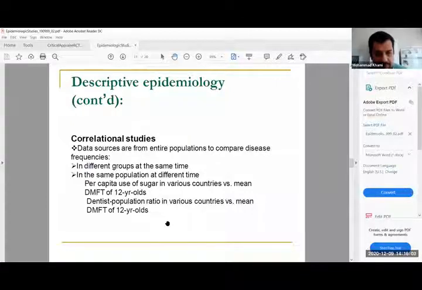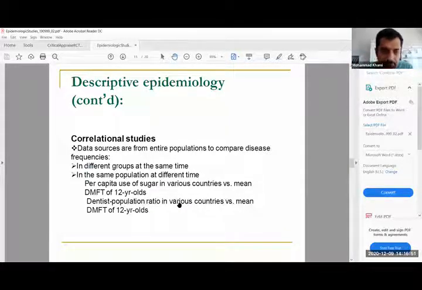You can see two examples: per capita use of sugar in various countries vs mean DMFT of 12-year-olds. So we just look at the whole data from the whole country, not going into details, for example in each district or in each province, just the whole data from the country, and countries. The other example is, for example, dentist population ratio in various countries vs mean DMFT of 12-year-olds. And you can have some more examples, but just to show how these correlational studies are.